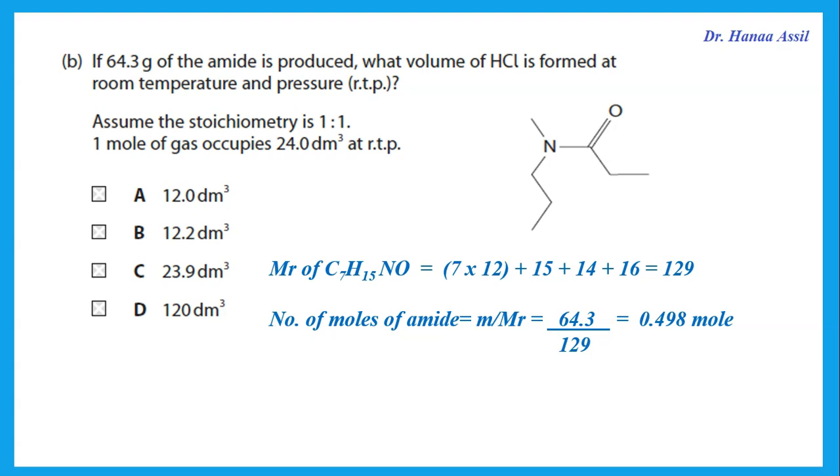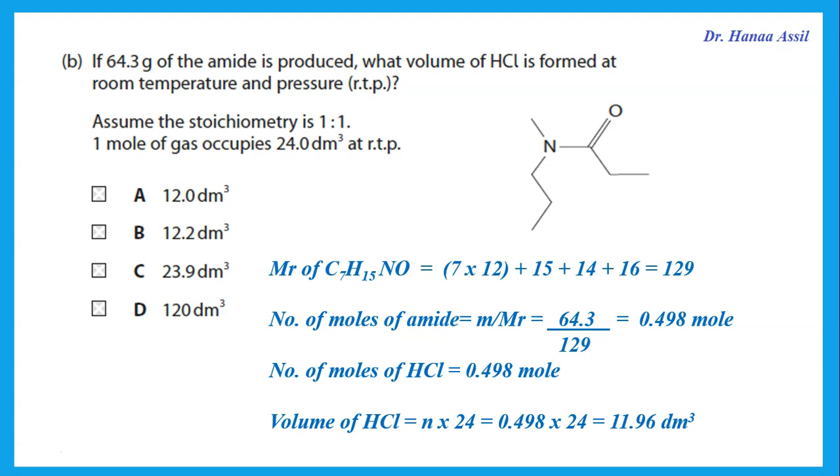The number of moles would be the mass over that molecular mass. And then we're told that the stoichiometry is 1:1, and that means the number of moles of the HCl would be the same. Now, what is the volume? And we're talking about HCl as a gas. So volume is number of moles times 24, since this is at room temperature and pressure, and we end up with about 12 decimeter cubed.